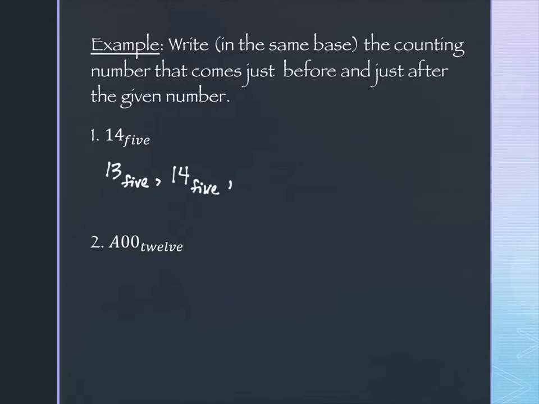What would come after, and I said 13 and 14, that was bad. 1, 3, and 1, 4. What comes after 1, 4 base 5? 2 zeros. It is 2, 0 base 5. So I was asked to find these two quantities, the one before and the one after.